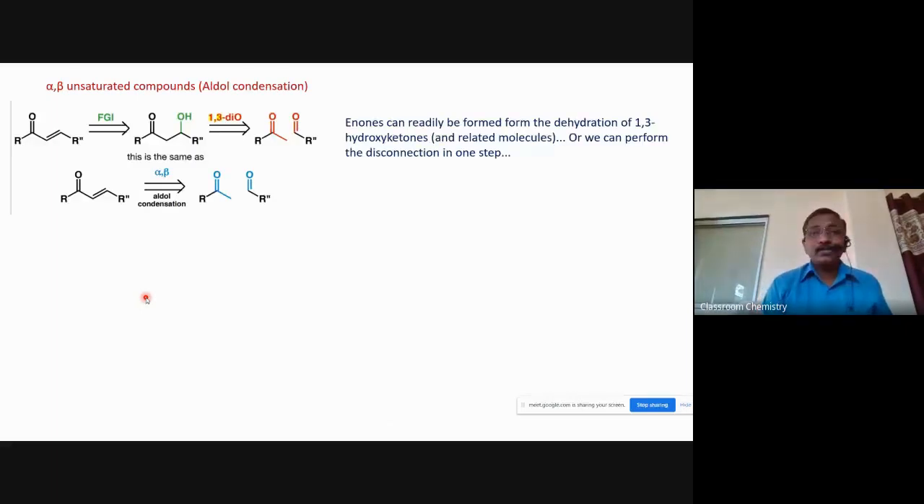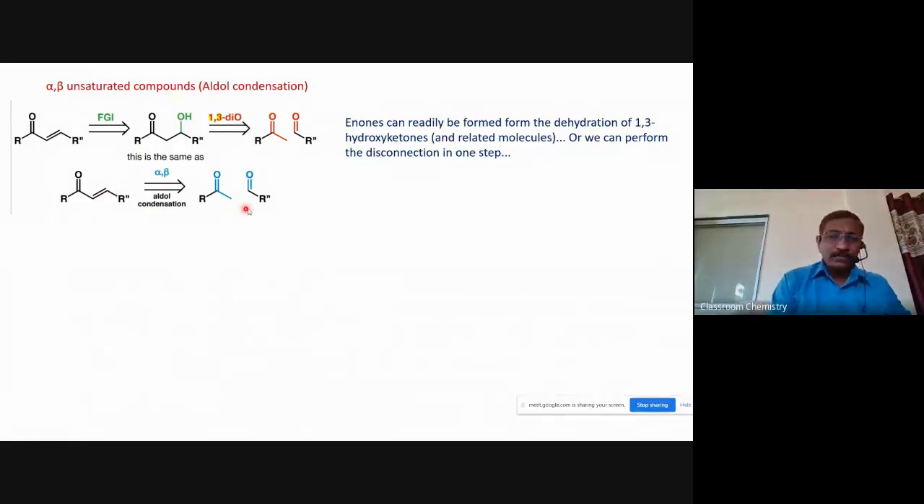Now, the alpha beta unsaturated compound. If we look at the alpha beta unsaturated compound, a double bond is always there at position 1, 2. When we form a double bond we can get the corresponding hydroxyl group, and the hydroxyl group is always at the beta position with respect to the carbonyl, and that's why we get a 1,3-dicarbonyl here, which is the same as we have seen previously, right? And when we obtain such a structure, you should directly write down here alpha beta aldol condensation.